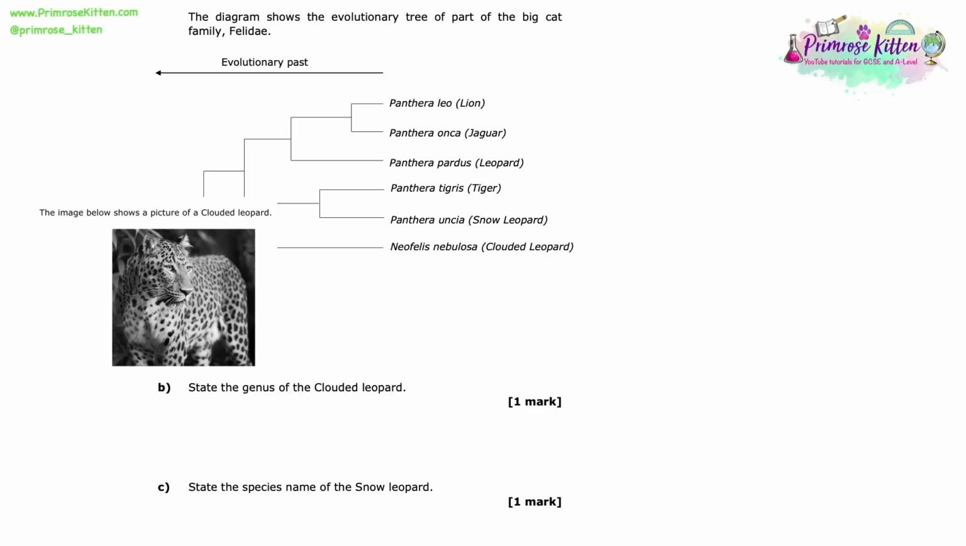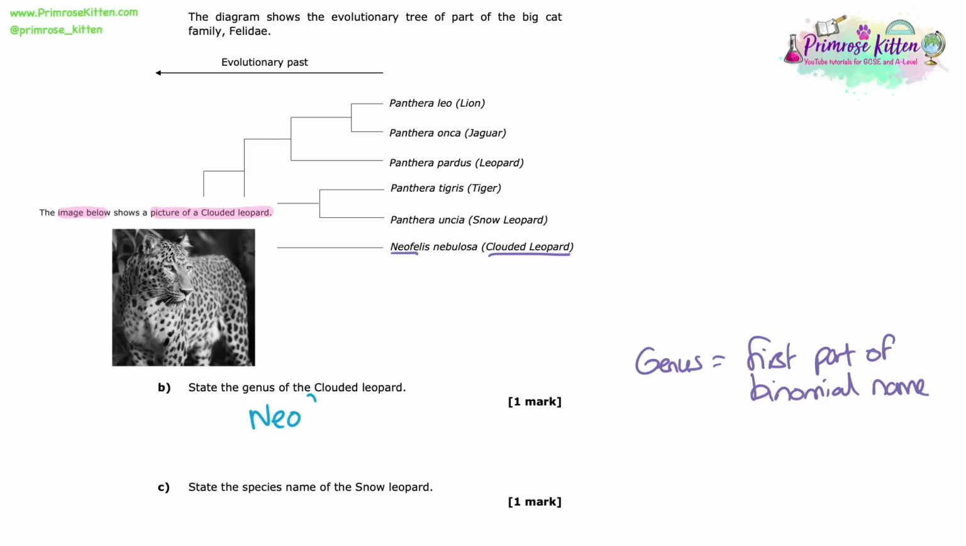The image below shows a picture of a clouded leopard. Now it wants us to state the genus of the clouded leopard. The genus is always the first part of the binomial name because we use the genus and species taxonomy groups to make the binomial name. So Neofelis is the first part of the binomial name for the clouded leopard.